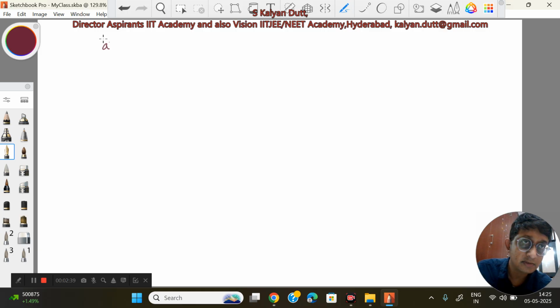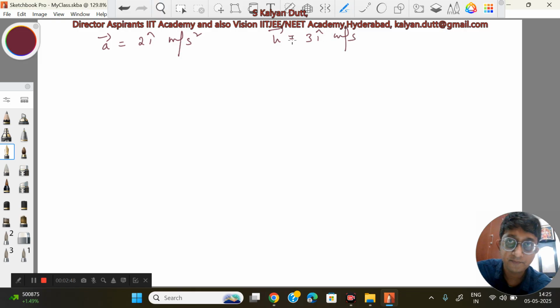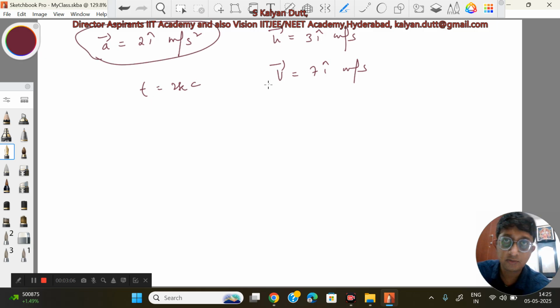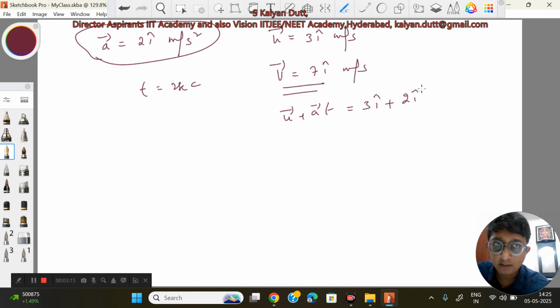In one case, suppose acceleration is 2i meter per second square. Suppose initial velocity is let us say 3i meters per second, and after some time, of course, the velocity is going to be, let us say, 7i meters per second. That is after 2 seconds. This is a case of constant acceleration. How did I get v here? I got v by applying u plus at. u is 3i, a is 2i into 2, which is 7i meters per second.